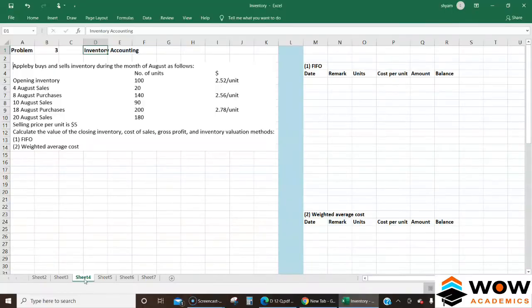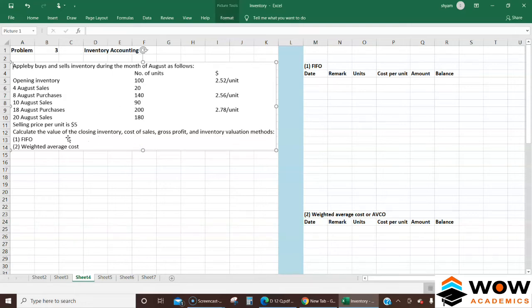So the next one is quite different. Here we are trying to find out the value of inventory as and when we are receiving the units or the components. Okay, so here we are trying to use the FIFO method and the weighted average method. The weighted average method is also called the average value cost method.